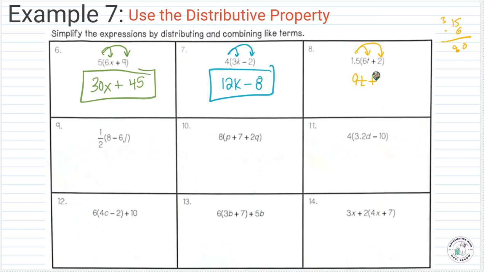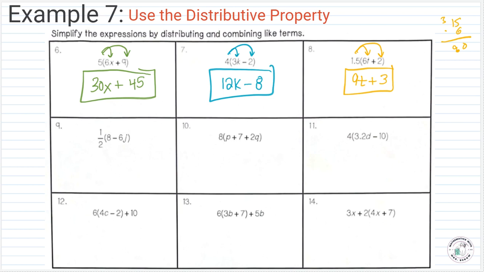Then we bring down our plus sign, and then 1.5 times 2, again, the same idea. You could think of it as 15 times 2, which is 30, but then adding in that 1 decimal place, you're going to have 3.0, which is just 3. So 9t plus 3 would be my final answer for that one.